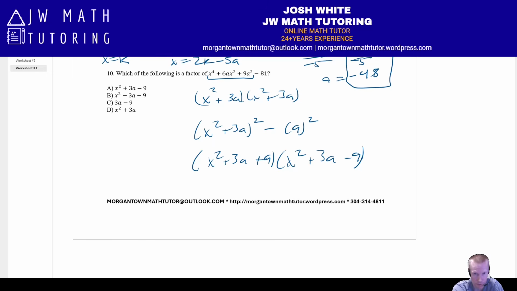So which of these do we see in the answers? It looks like it's going to be letter A here: x squared plus 3a minus 9. The others are all incorrect. The second one has the wrong signs on it. It's got 2 minus instead of 2 plus, or 1 plus and 1 minus.